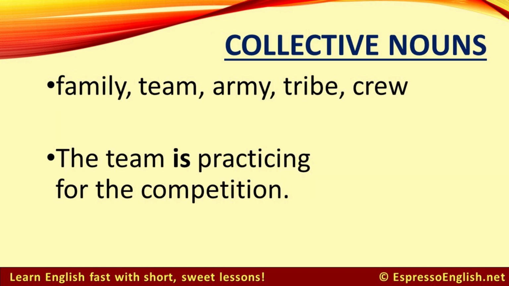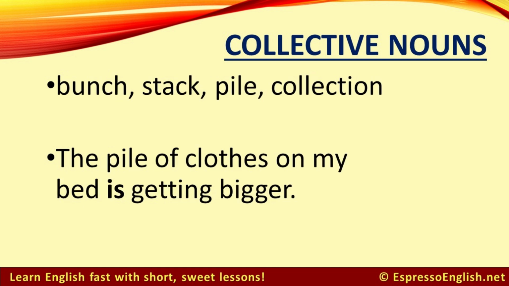One interesting type of noun is a collective noun. These words refer to a group of people or things, but are usually treated as singular grammatically. Some examples would be family, team, army, tribe, and crew. These are all groups of people. But we say the team is practicing for the competition, not the team are practicing. We also have collective nouns for groups of things, such as bunch, stack, pile, and collection. I'd say, the pile of clothes on my bed is getting bigger. Pile takes a singular verb, even though it's referring to many clothes.